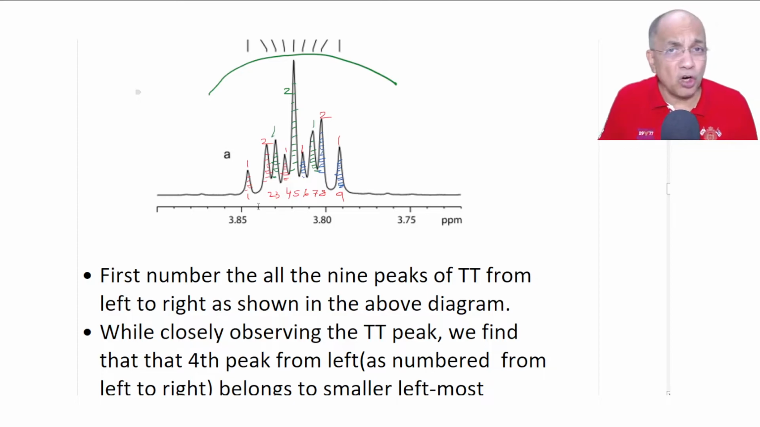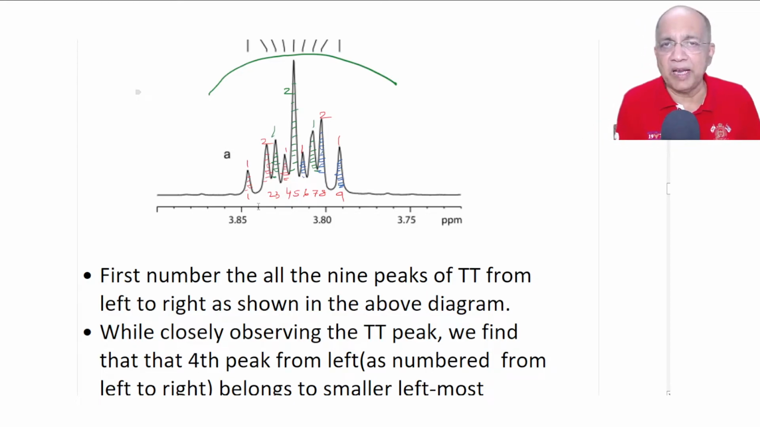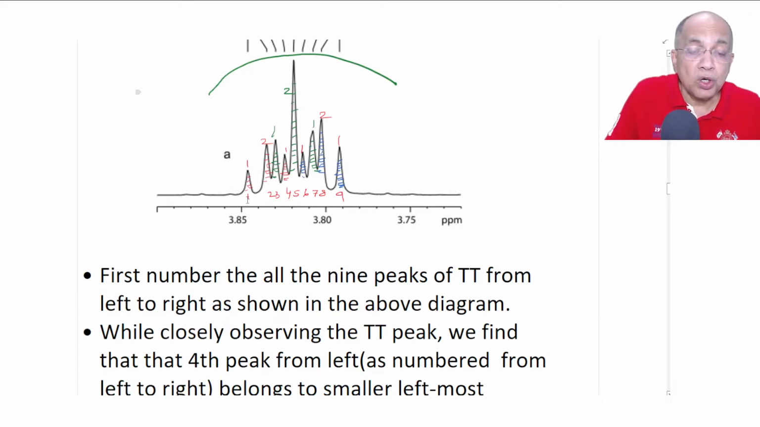So if you have not learned how to find the J value of a multiplet of multiplets, then my suggestion will be to number all the components in a very sequential, serial manner, 1, 2, 3, irrespective of whose line it is. Is the line for the middle triplet or the first triplet? Doesn't matter. From left to right, 1, 2, 3, 4, 5, 6, 7, 8, 9. Right? Now the small j, first you have to find out.